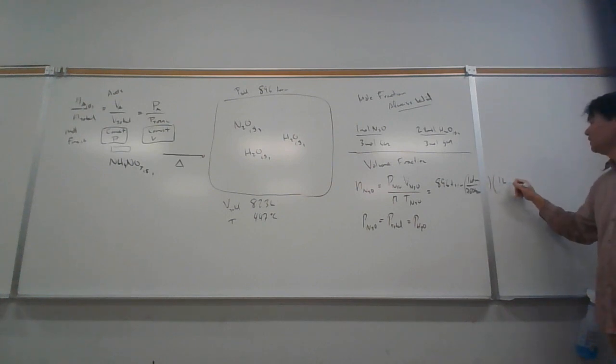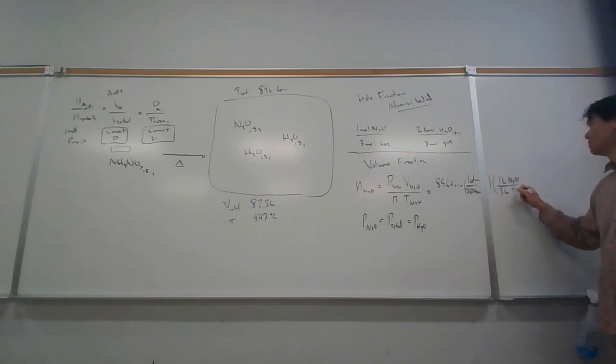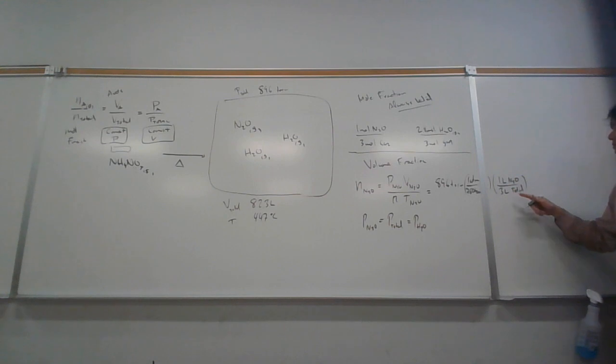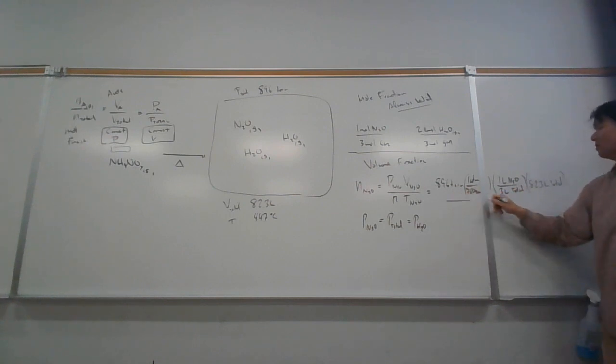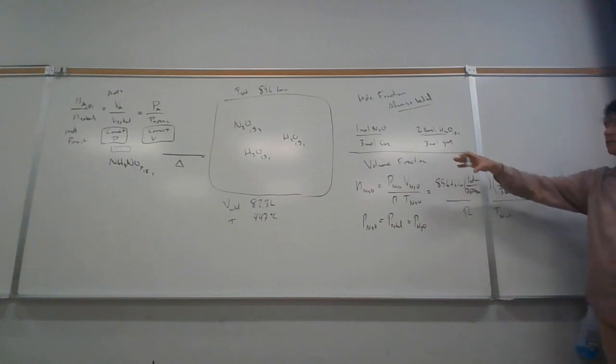this is in liters. So 1 liter of N2O for every 3 liters total gas. This is what we call the volume fraction. Times the total volume will give us the volume. So it's 1/3 of 82.3 liters total. And so the liters total cancels out the liters total, and that leaves me with liters of N2O gas. And so now I have pressure times the volume divided by RT. So this is R, and the temperature doesn't change.